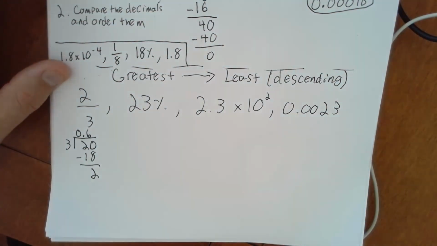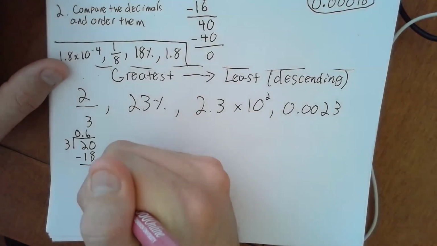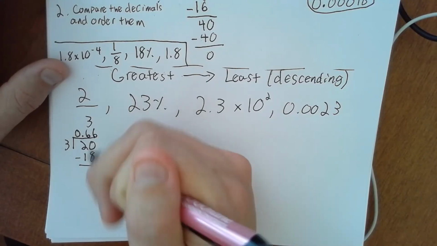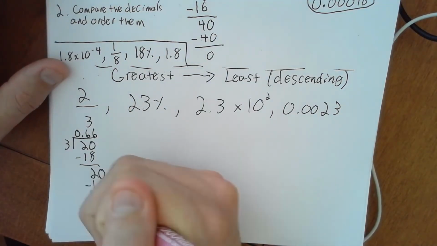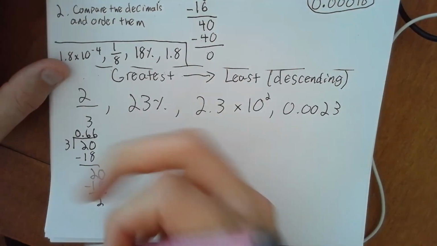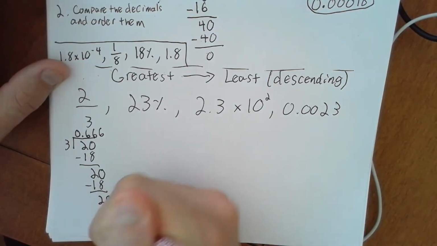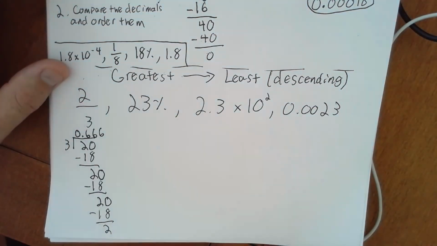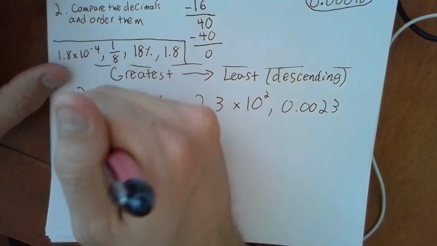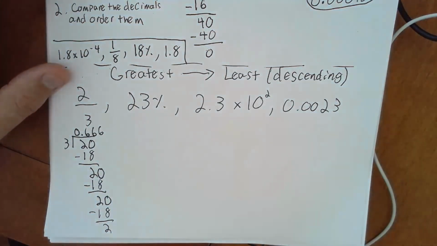Oh, wait. If I keep going with this, I would have to put another 0. 3 goes into 26 times. 3 times 6 is 18. I subtract. Then I get 2 again. And the reality is that we would just keep going. We'd do 0, 6, 18, subtract, 2, which means that it's a repeating decimal. It never ends. So 2/3 is 0.6666666 forever.